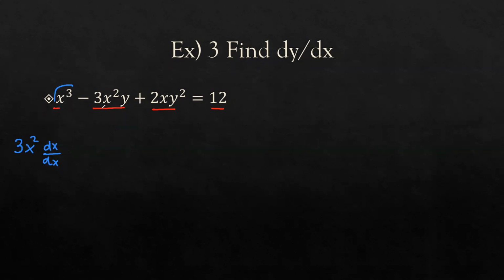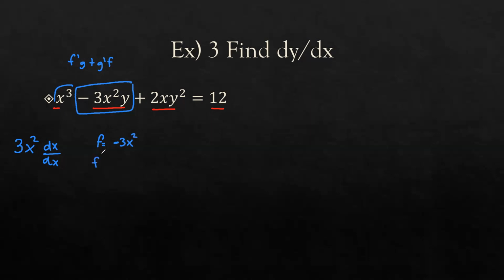Now, this one, the derivative of negative 3x squared y, how do you take the derivative of this? You have to apply product rule. So this is the tricky part. So let's apply the product rule. If you recall, the product rule is f prime of g plus g prime of f. So first figure out your f and figure out your g. So my f is negative 3x squared.